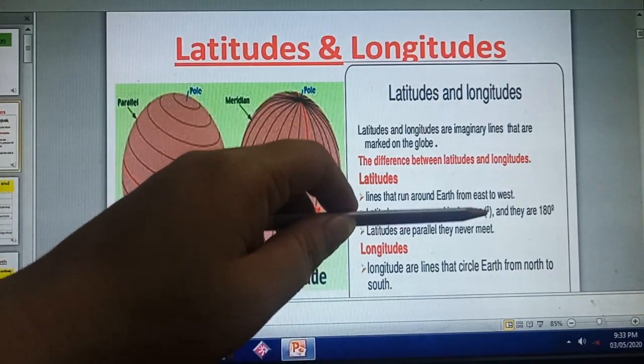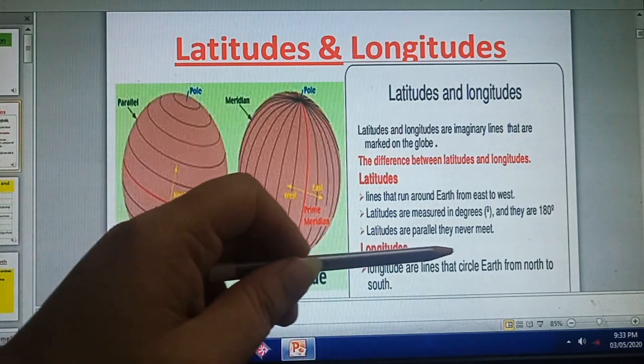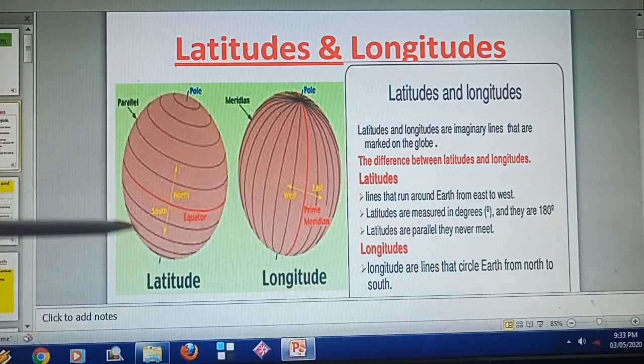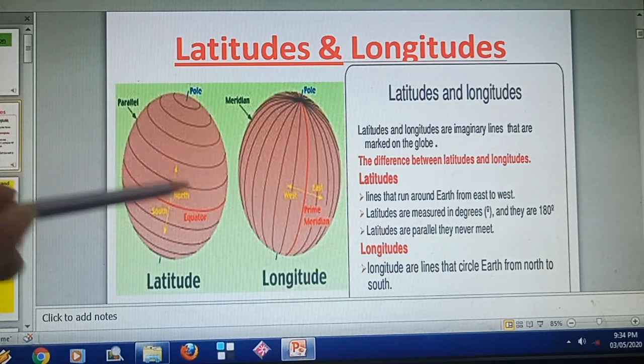Latitudes are measured in degrees. Latitudes are parallel and they never meet. These are the latitudes. They are parallel. ये सब parallel है और ये कभी meet नहीं. They never meet. That is why they are also known as parallel of latitude.